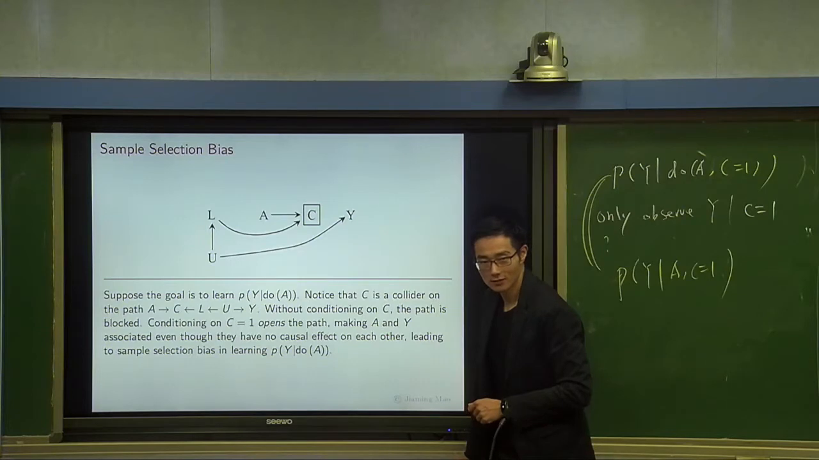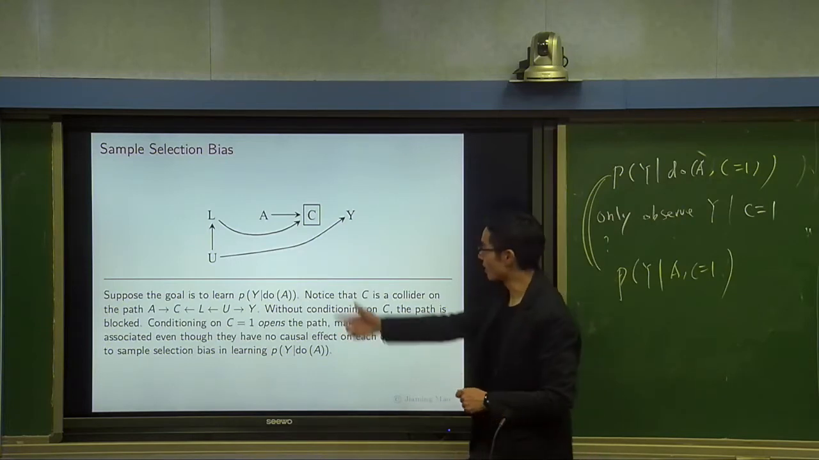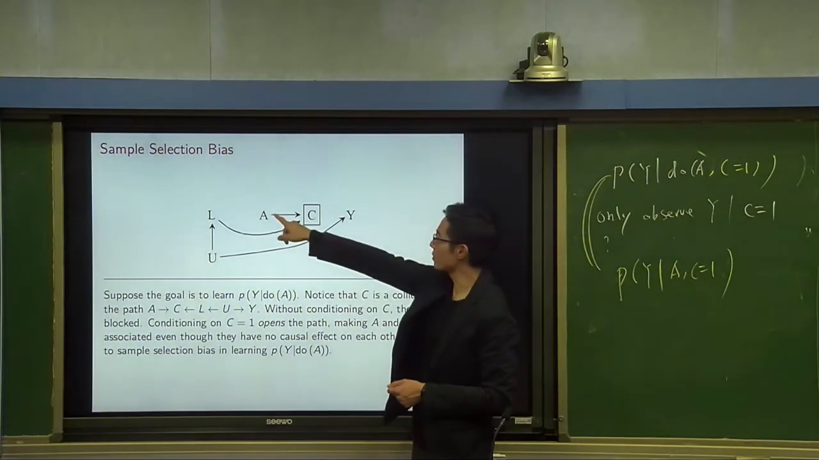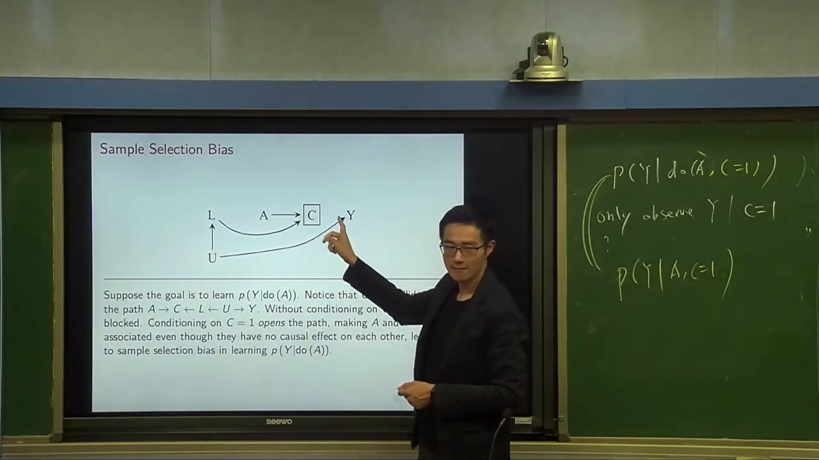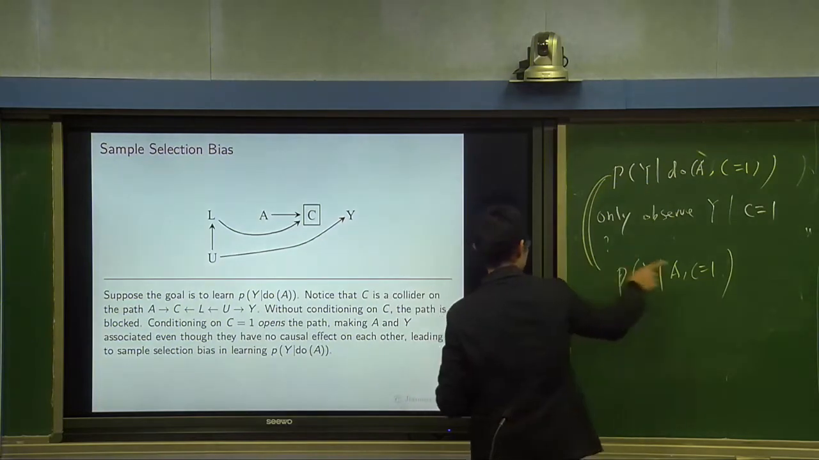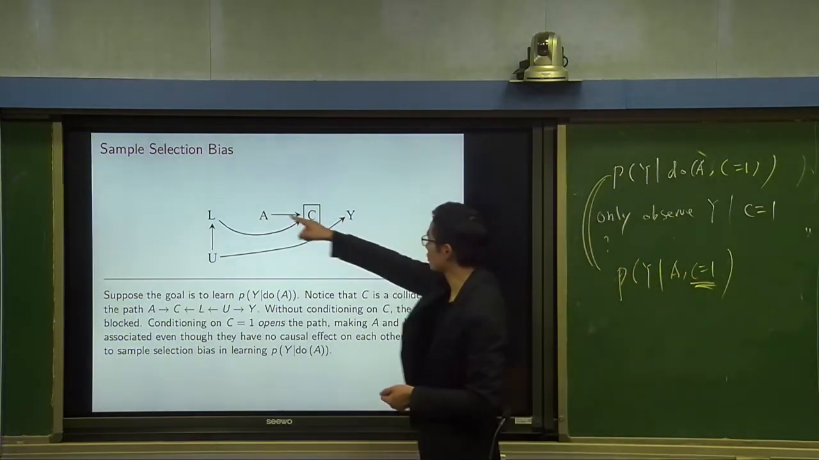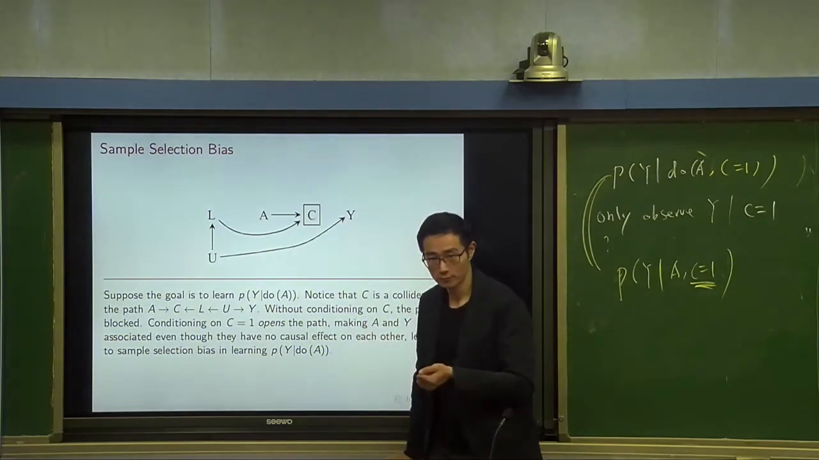Are they equal? Is the correlation between A, C, and Y... Now think about it one by one. Is the correlation between A and Y, conditional on C equal to 1, the causation?